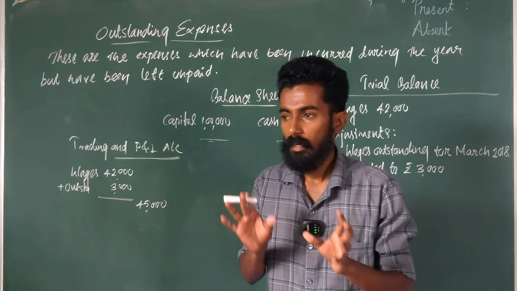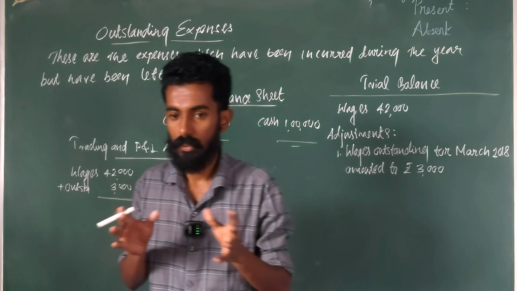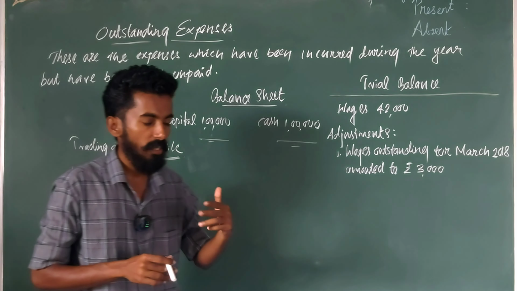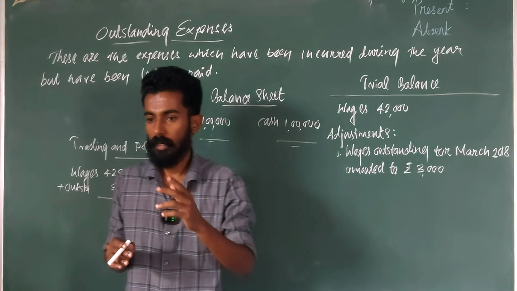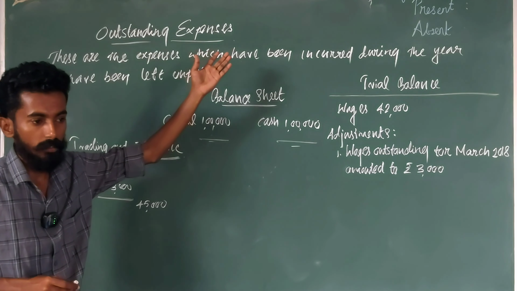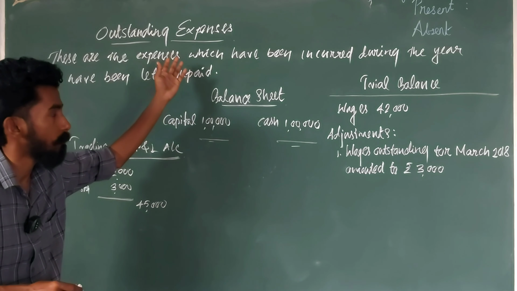Today we are going to discuss the chapter on financial statements with adjustments. There are nearly 20 adjustments in this chapter. One by one we can discuss. Here I am going to take the first one, that is outstanding expenses. What do we mean by outstanding, and what are the expenses?